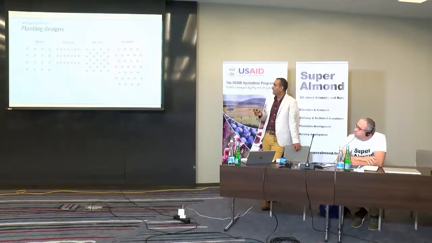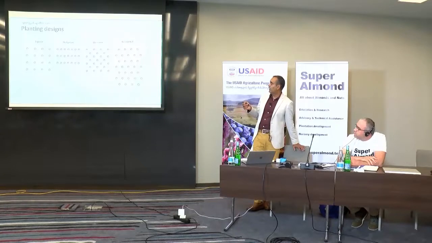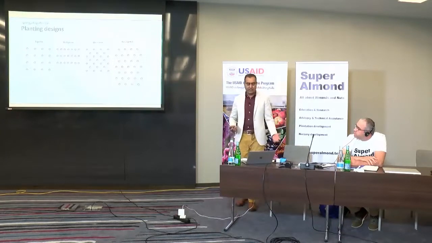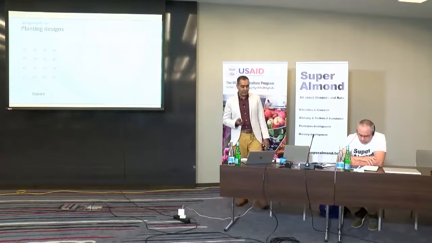And then there is hexagonal design. So basically there are 6 trees, 1, 2, 3, 4, 5, 6, and then in the center of the hexagon, there is 1 more. So these are really the classic orchard designs. There are pros and cons of each one.